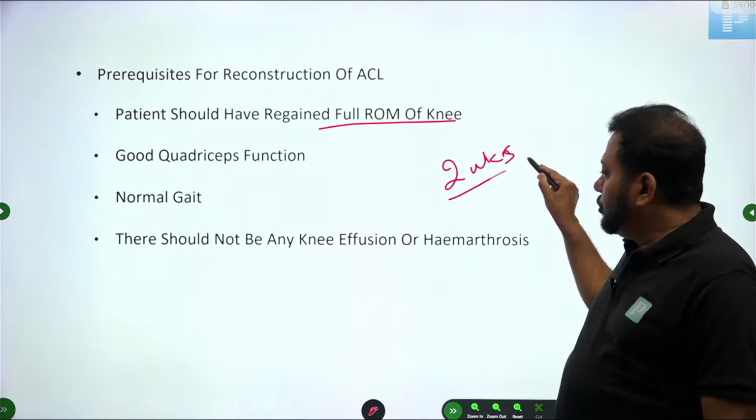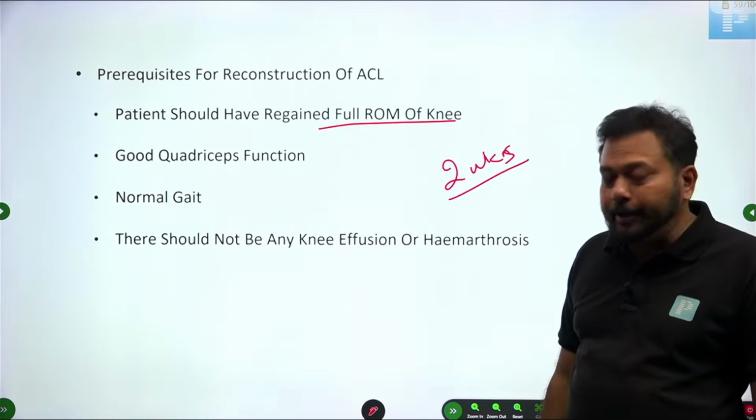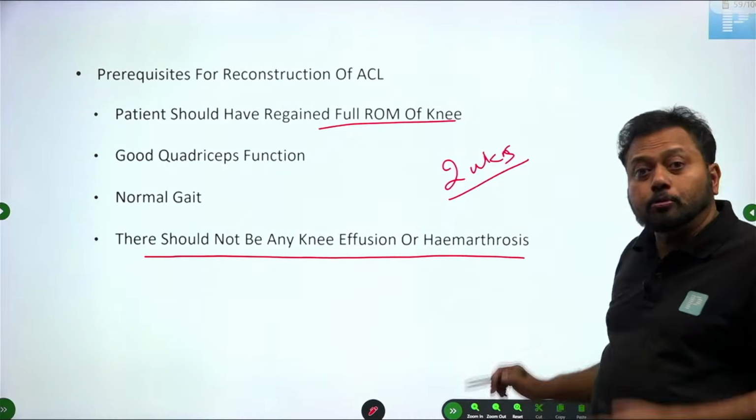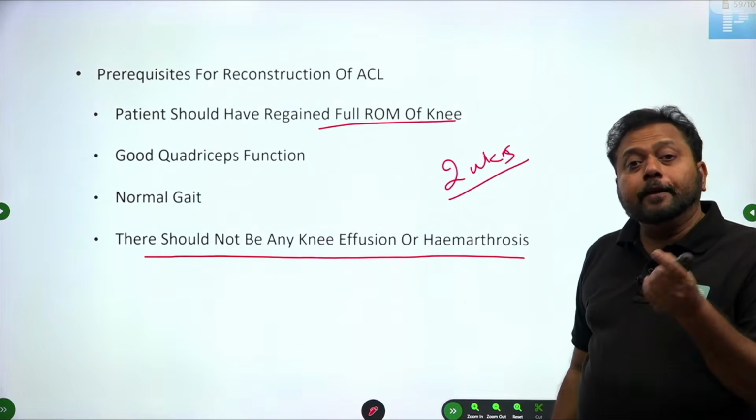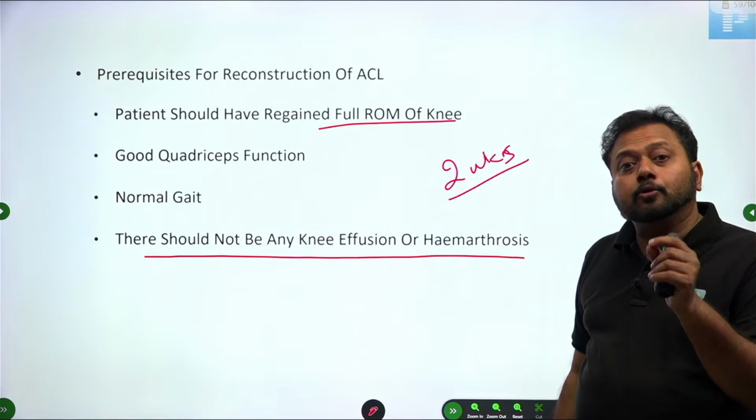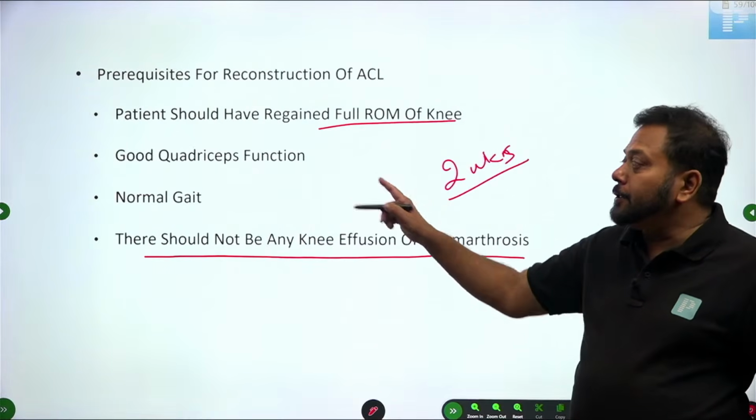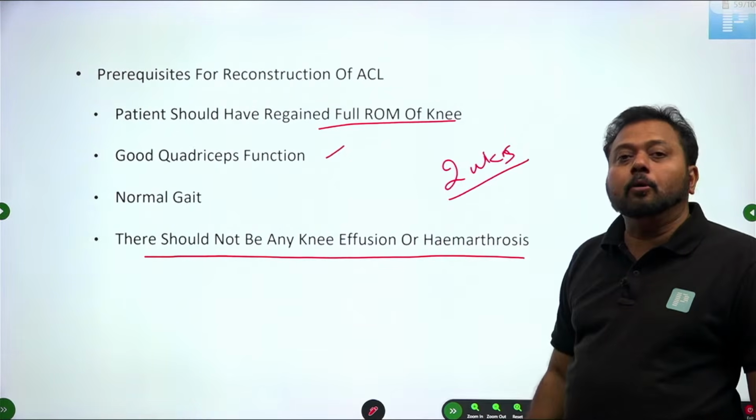Okay, 2 weeks. I will give time, 2 weeks. Hemarthrosis should settle. There should not be any hemarthrosis. When hemarthrosis is there, when you do arthroscopy, it is more prone for infection. Don't do that. The patient should have gained good quadriceps strength.